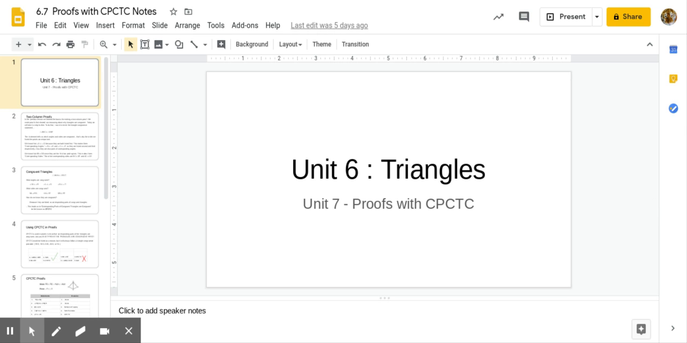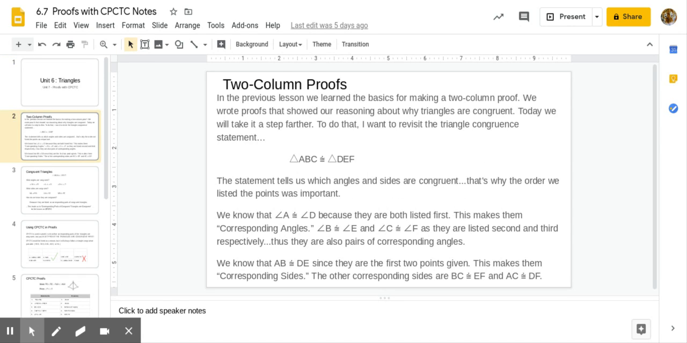Today we're going to continue thinking about the two-column proofs, but we're going to take things a step farther today and do another step at the end that will be called CPCTC, and we'll talk about what those letters stand for here in just a moment. So when we were talking about our two-column proofs, we were able to show why triangles were congruent, and we would end up in that final statement with a triangle congruence statement on the left, and on the right we had one of our postulates saying why that was true.